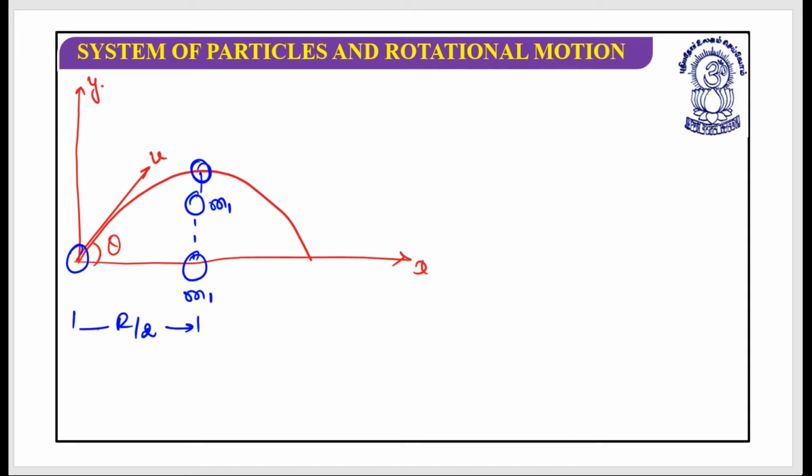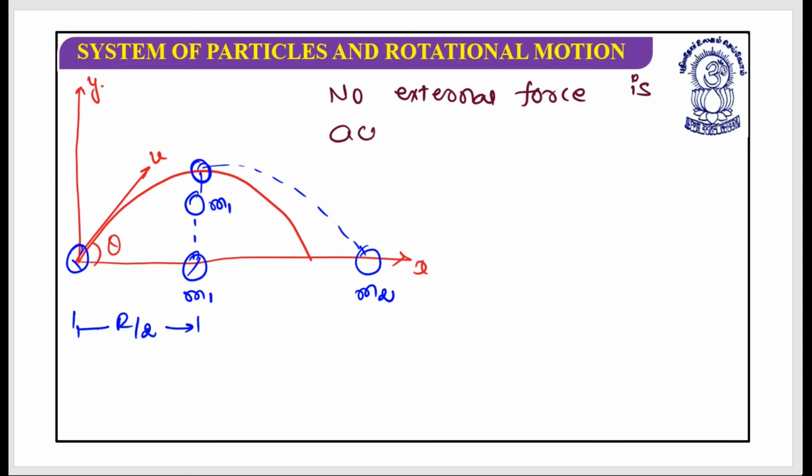While I say here, it would be half of the range, because the x displacement at h max is R by 2. And I'm looking for the position of mass 2. Let's say it may be over here. So what I understand is that no external force is acting on the system.